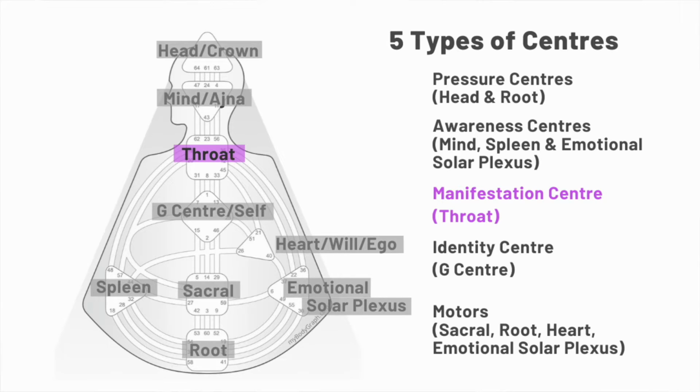There's one center for manifestation, which is the throat. There are 2 pressure centers, which are at the top and the bottom of the chart, the head and the crown. There are 4 motors, which are your sacral, your emotional solar plexus, your root, and your heart center. There are 3 awareness centers, which are your ajna or mind, your spleen, and your emotional solar plexus. And there's 1 center for identity, which is your G or self center.